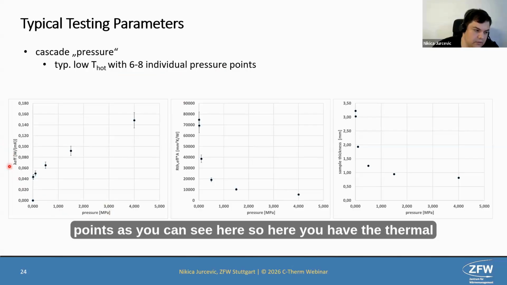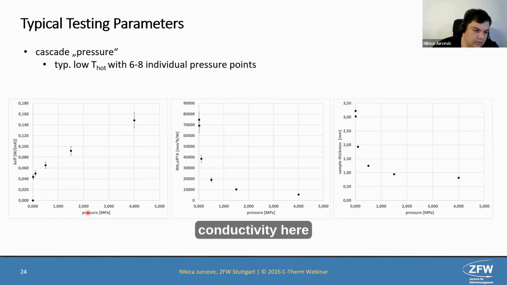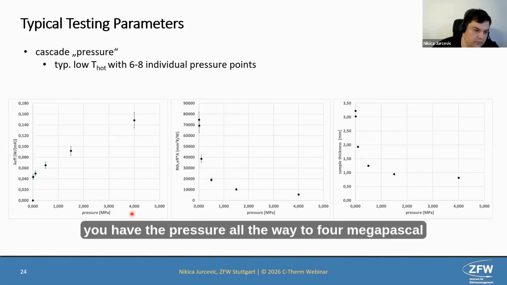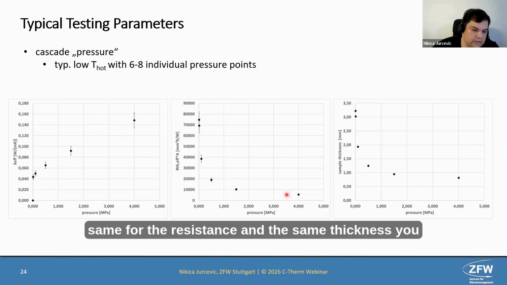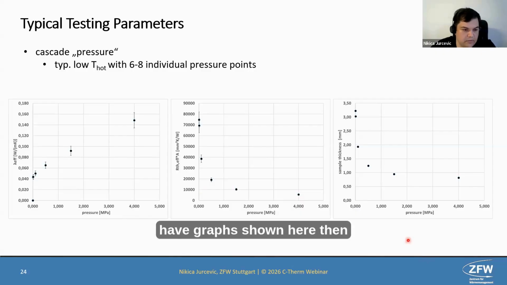So here you have the thermal conductivity. Here you have the pressure all the way to 4 megapascal, and then the individual points. The same for the resistance and the sample thickness. You have graphs shown here.